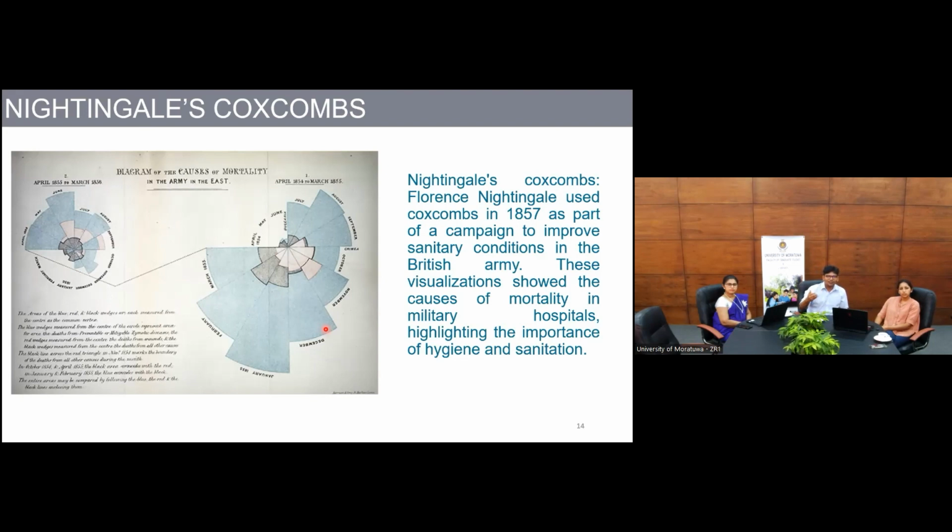And this is the Coxcomb plot, where you have each of these segments, as you can see, belonging to the 12 different months of the year. So January, February, and so on and so forth.